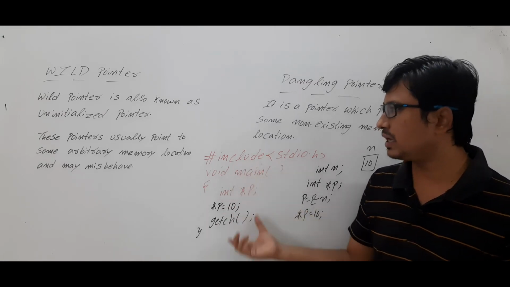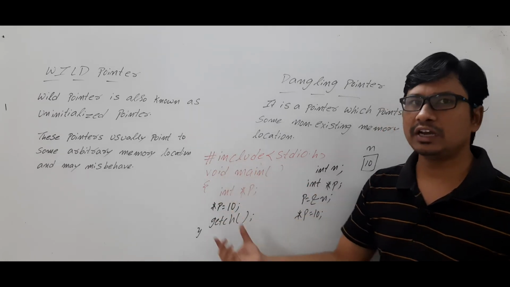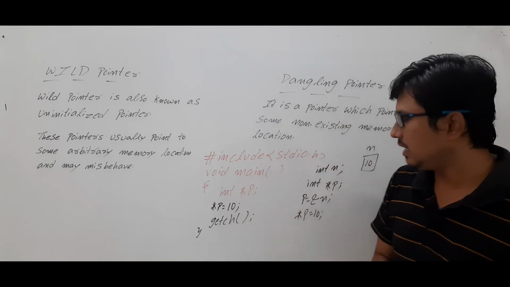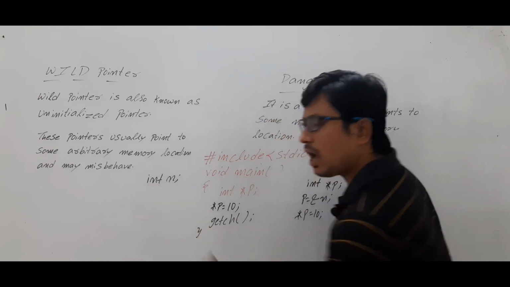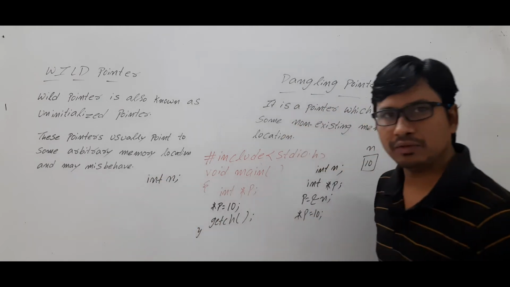I hope you have understood what a wild pointer is, which is an uninitialized pointer, and what kind of problems it will create. It will be pointing to some arbitrary location. Let's look at this one. You have declared a variable. You have not assigned any value to it. Let's assume that it is a local variable.